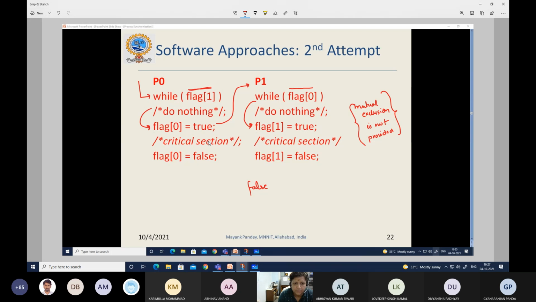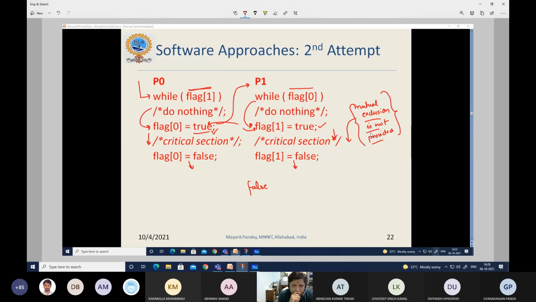Now again there is a switch. P0 can run and make its flag true. Now again a switch, and P1 can make its flag true. Both can enter the critical section, and then both can make their flags false, if we have switching just after one instruction. So we need to check like this. If we have a process switch after each instruction, then mutual exclusion will not be provided. Is it okay, Abhigyan? Yes, sir.